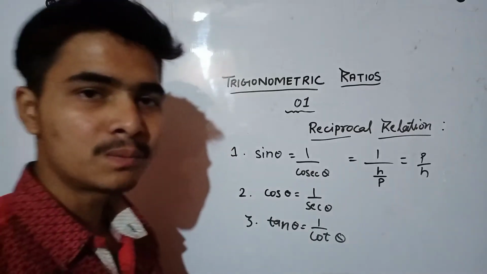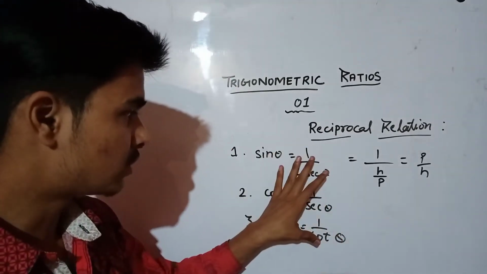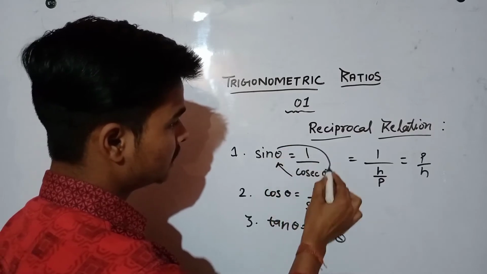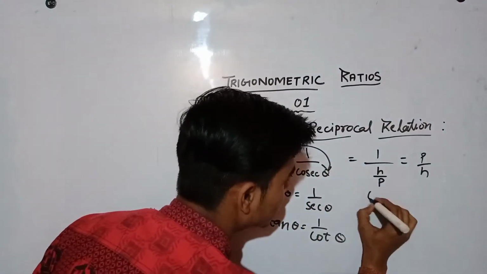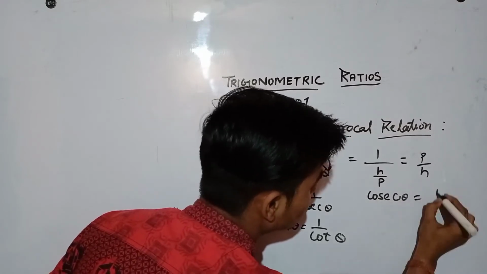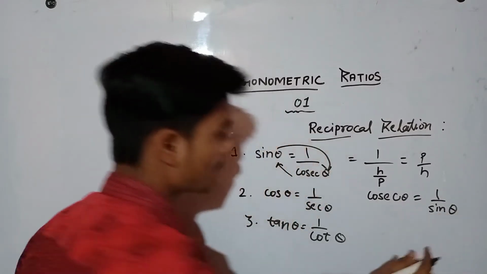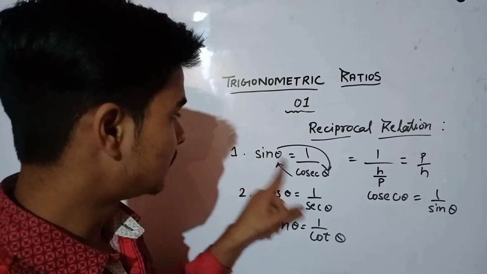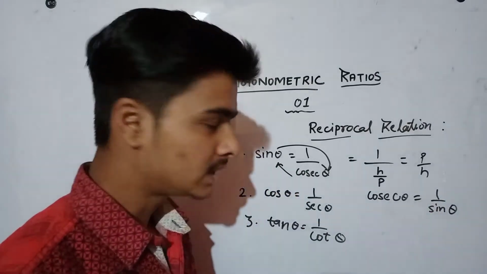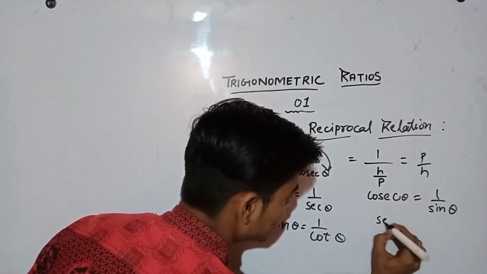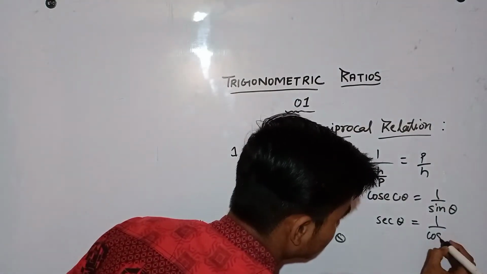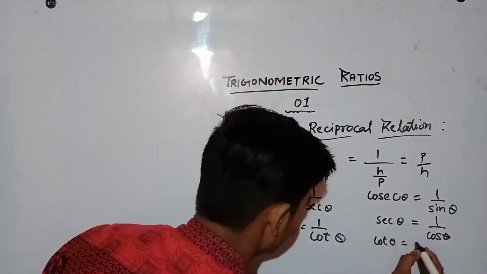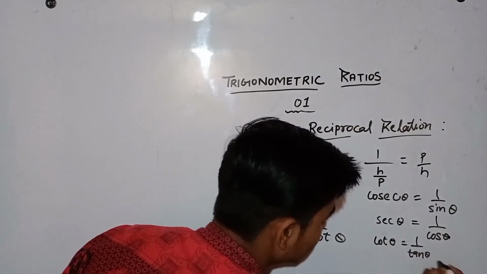But wait, we can also make some more formulas using this only. Suppose I transfer this cosec to this side and this sine to that side. What am I going to get? I am going to get that cosecant theta is equal to 1 by sine theta. Yes or not? Cosecant theta went here and sine theta came here. So cosecant theta is equal to 1 upon sine theta, and similarly I can also write that sec theta is equal to 1 upon cos theta. And in a similar way I can write that cot theta is equal to 1 upon tan theta.